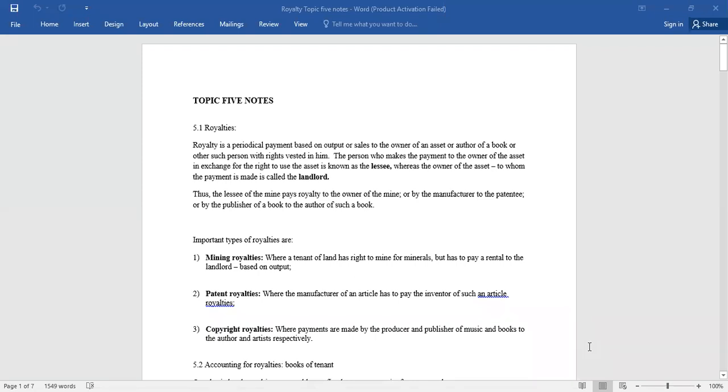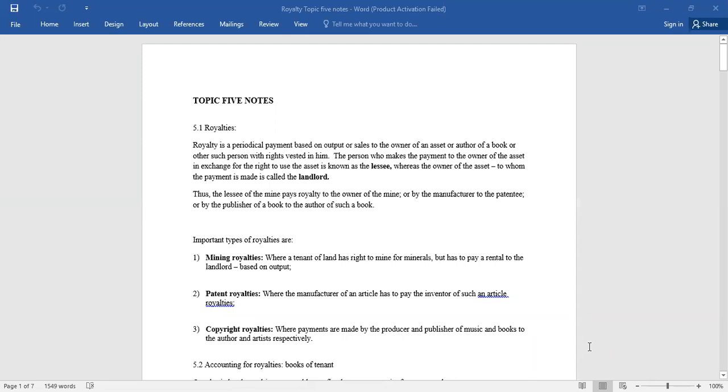So you'll find some other versions calling the landlord the lessor. So you have the lessor, the owner of the asset, and the consumer or user is the lessee. And this basically happens in the most common royalties: we talk of the copyrights, we have the patents, we have the mining royalties. So you can see the nature of the asset.